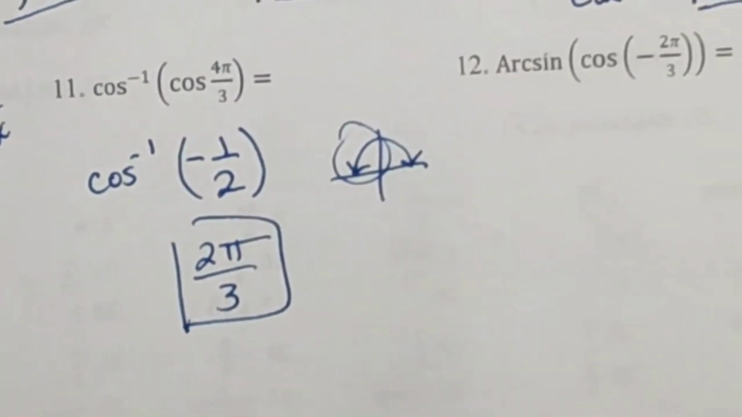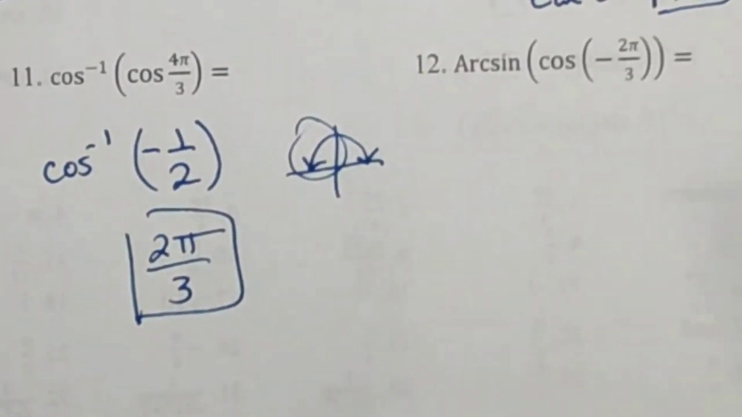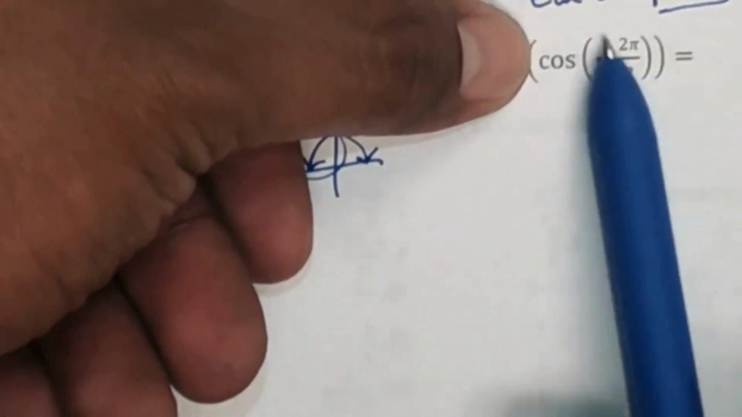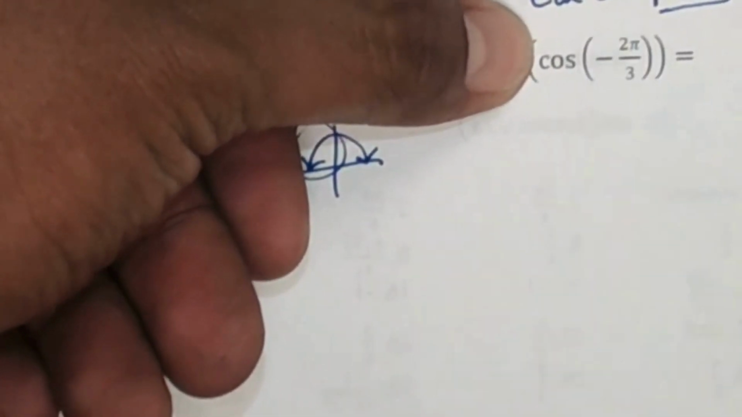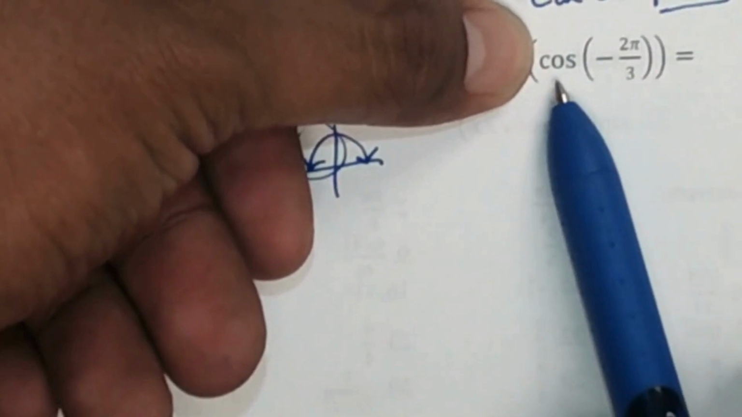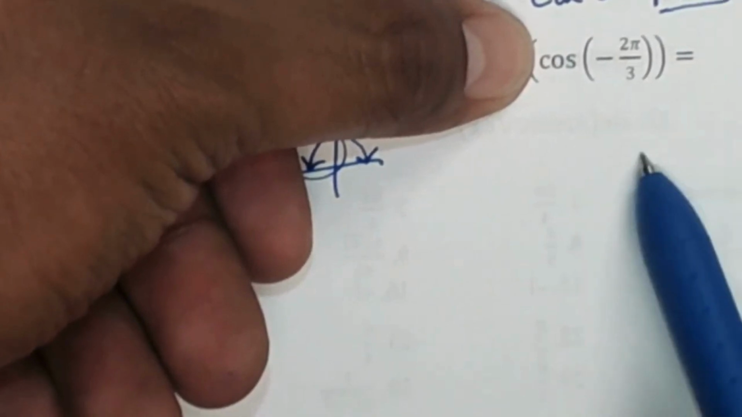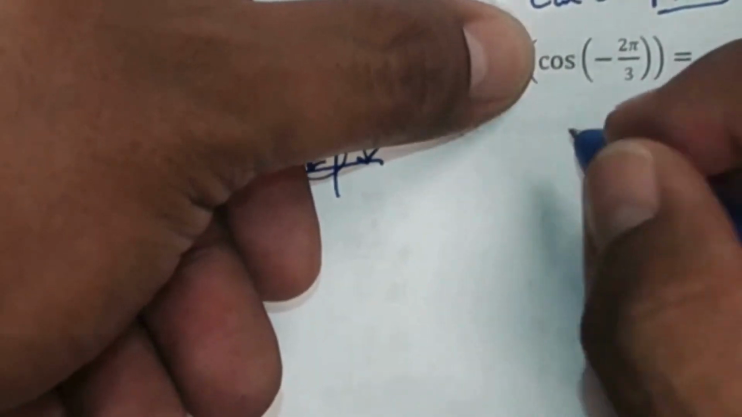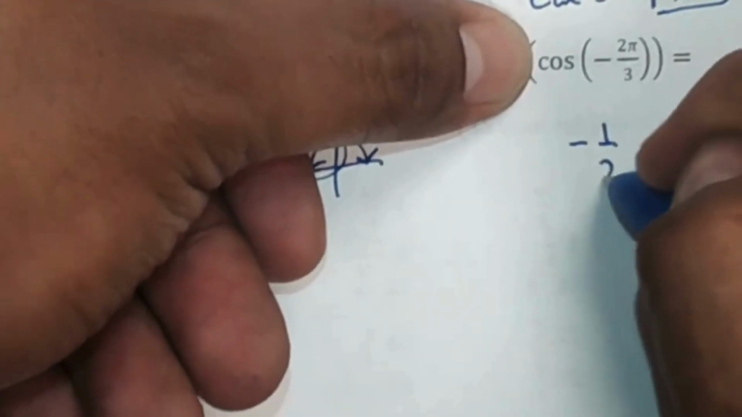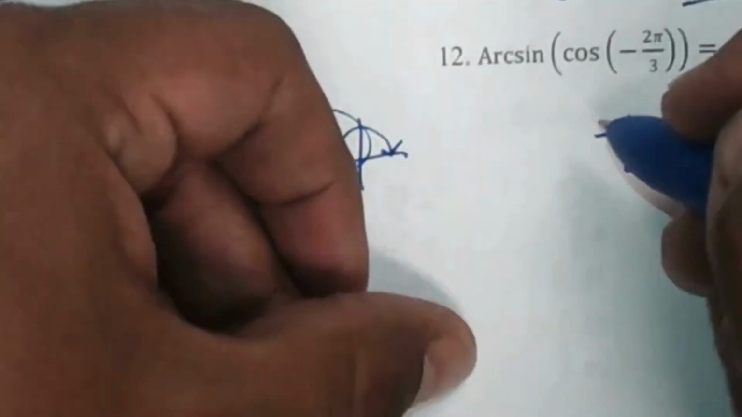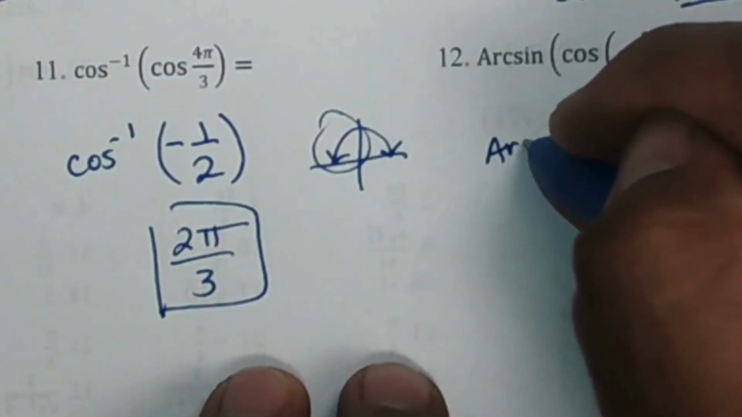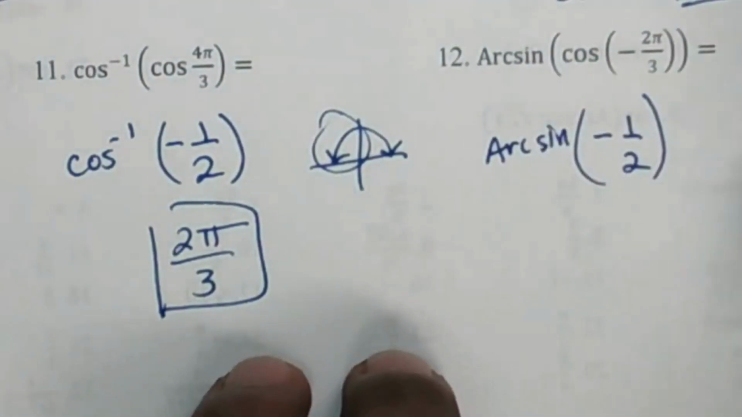All right, last but not least, let's look at this one here. So again, this is just cosine of negative 2 pi over 3. This is asking what is the x value at negative 2 pi over 3. Well, negative 2 pi over 3 is really the same thing as 4 pi over 3. It's in quadrant 3, just 2 pi over 3 to the clockwise. So quadrant 3. So cosine at negative 2 pi over 3 is just negative a half. That's what the inside is. Then we're asking what angle gives us arc sine is negative a half.